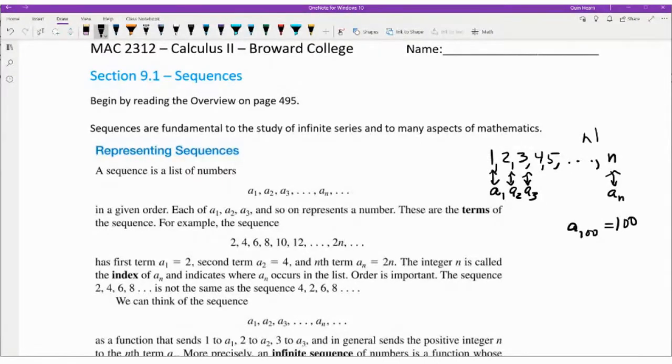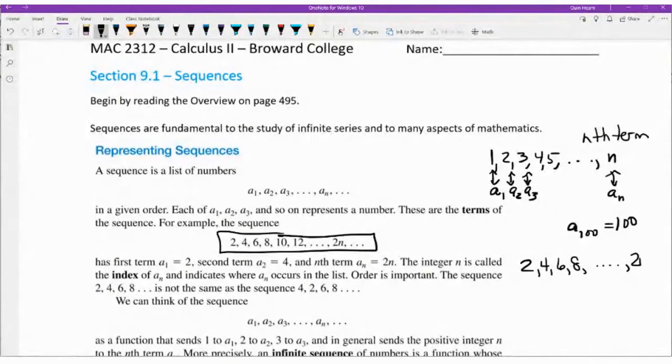Here is the sequence of even natural numbers, 2, 4, 6, 8, 10, 12, and so on. The observation is that because each of these is an even number, it's equal to the corresponding subscript doubled. So a1 is 1 times 2, which is 2. a2 is 2 times 2, which is 4. a3 is 3 times 2, which is 6, and so on. So the nth term would be 2n.